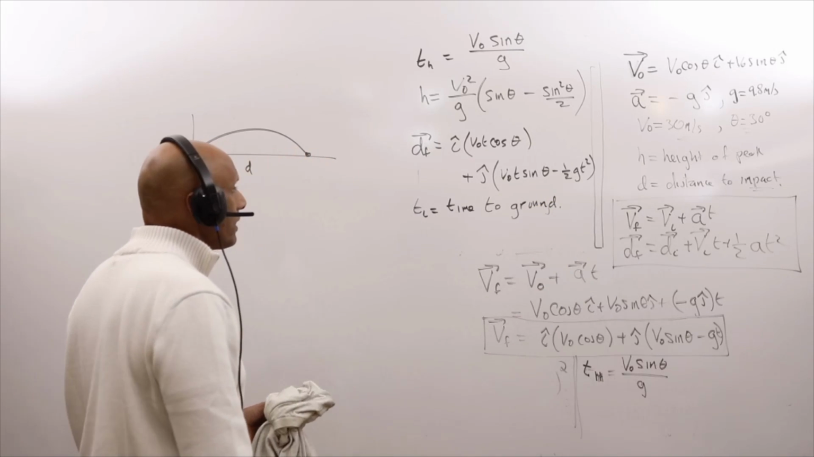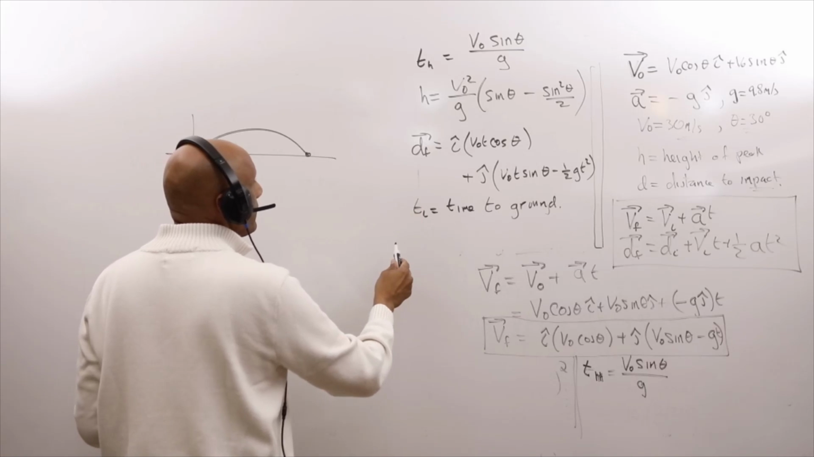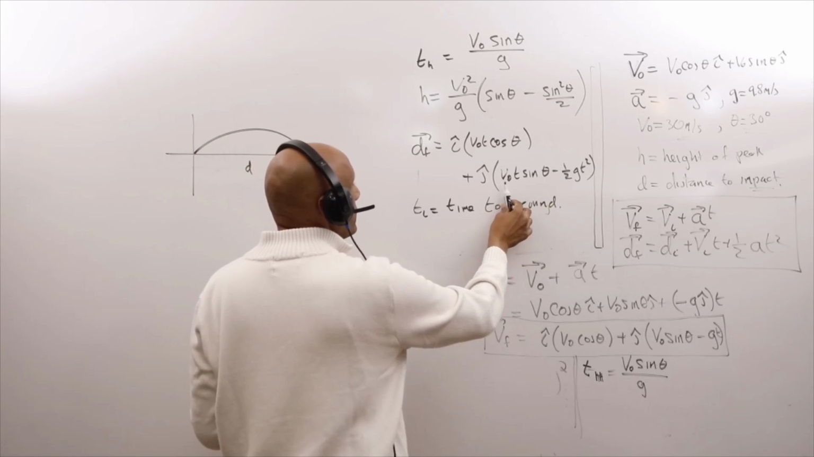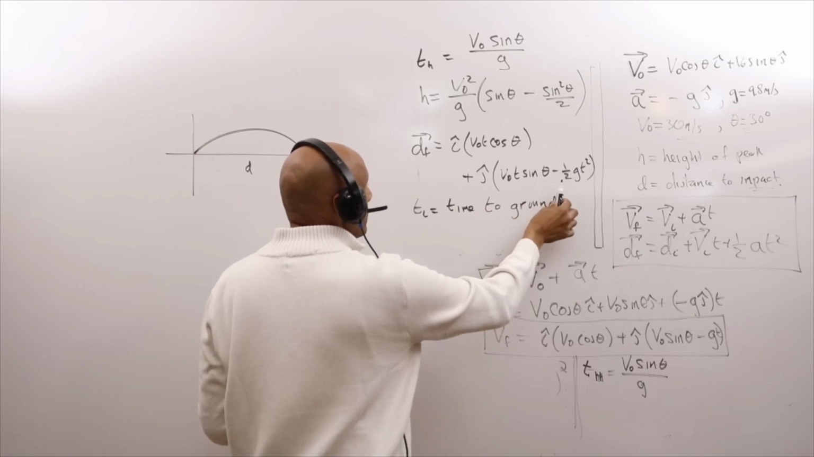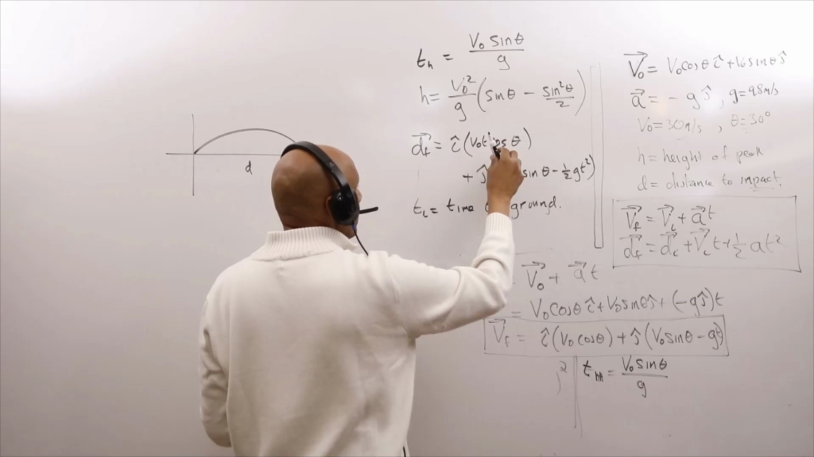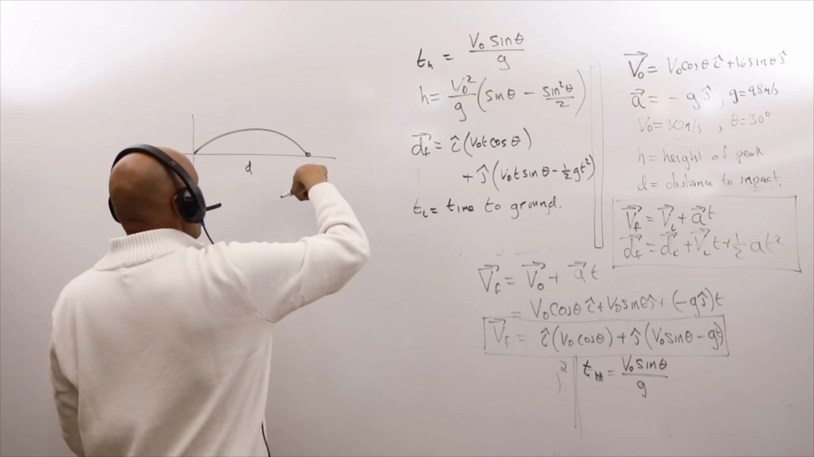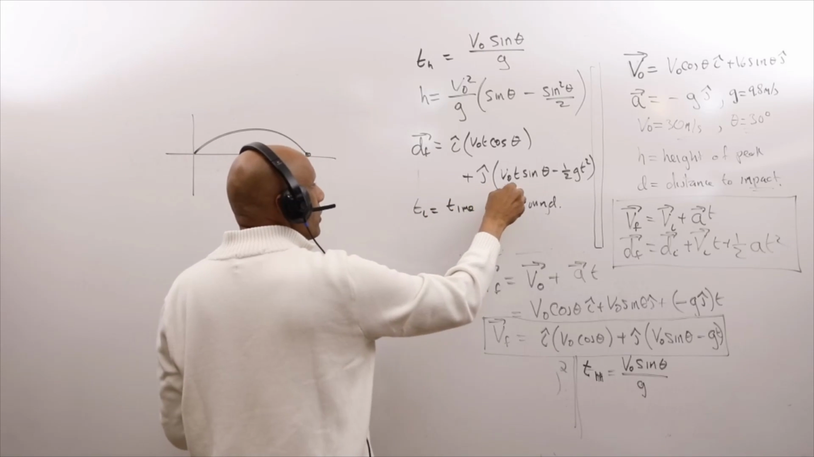So this is TL, time to ground. How do I calculate it? Well, this occurs when we reach this point, when this is 0. The horizontal component we don't know, but the vertical component reaches 0. So this term must be 0.